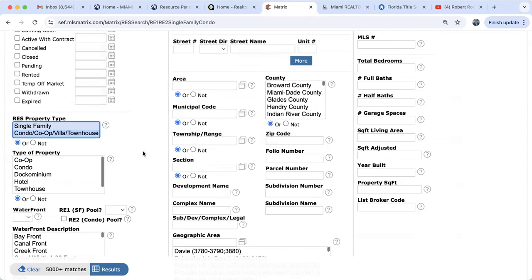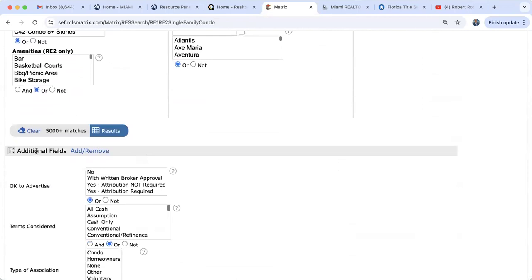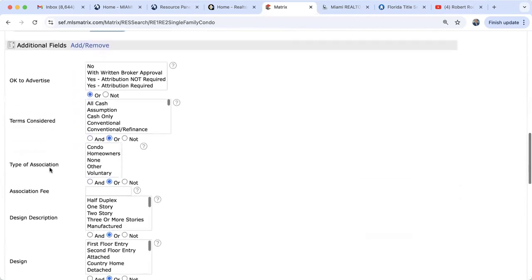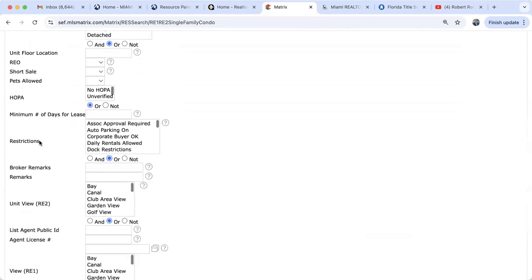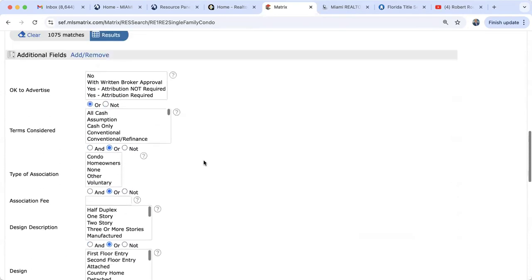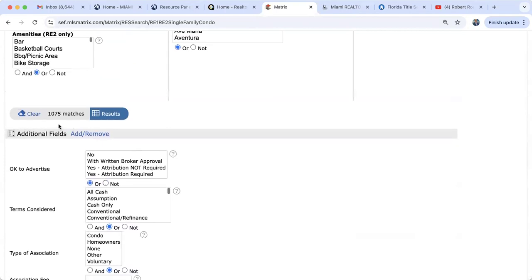All right, so here's my tip for you. Inside of your additional fields, you want to add an additional field called restrictions. Now here, you're going to find different restrictions. There's one here called daily rentals allowed. So if the realtor who listed the property tells you that daily rentals are allowed, it must be that they confirmed this already. So now we are left with 1,075 properties where daily rentals are allowed.